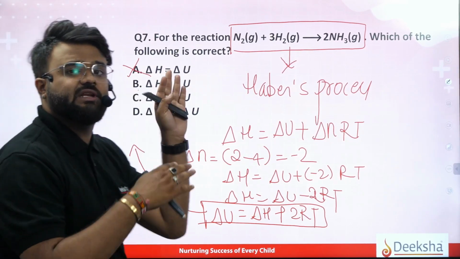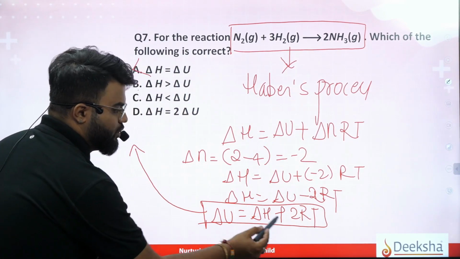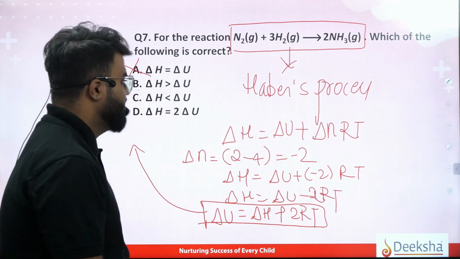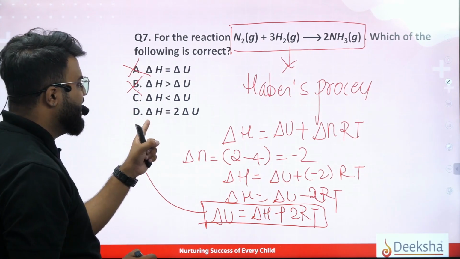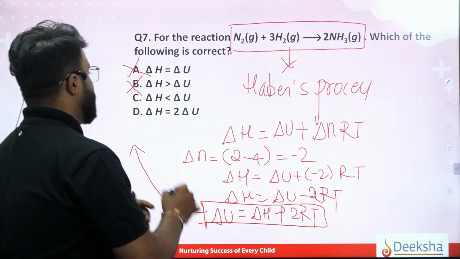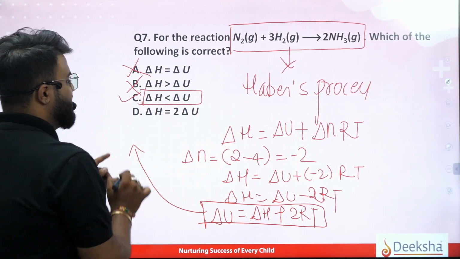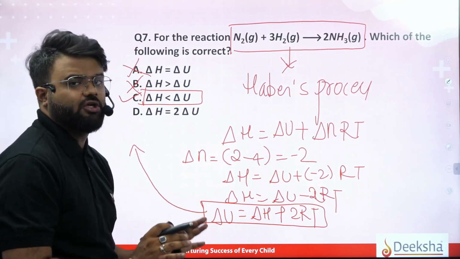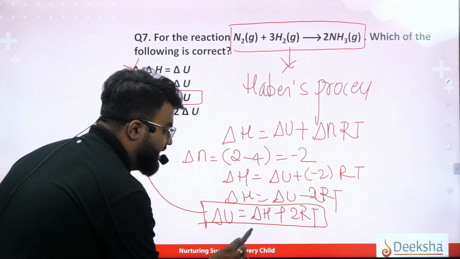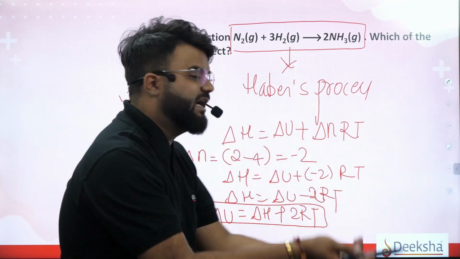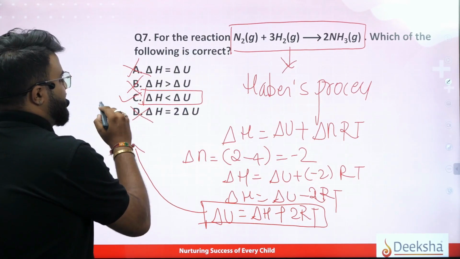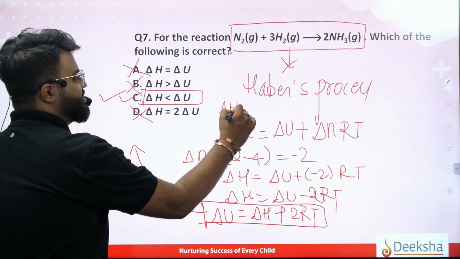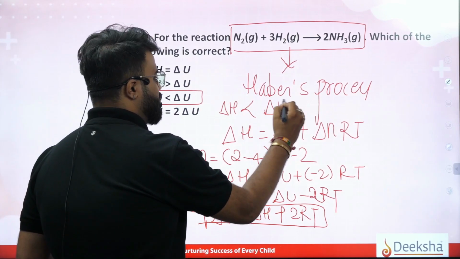Delta H is greater than delta U because it is already showing a plus sign. It can't be, so it is wrong. Delta H is lesser than delta U. Yes, it is. And delta H is equal to 2 times delta U. Not at all. It is delta U is equal to delta H plus 2 RT. It is not 2 times, then this option is wrong. Your correct answer is delta H is lesser than delta U.